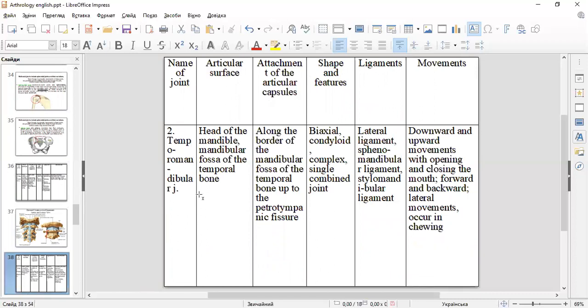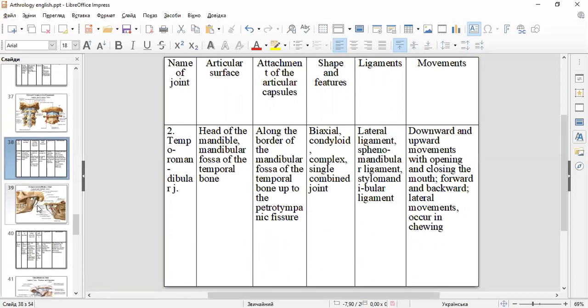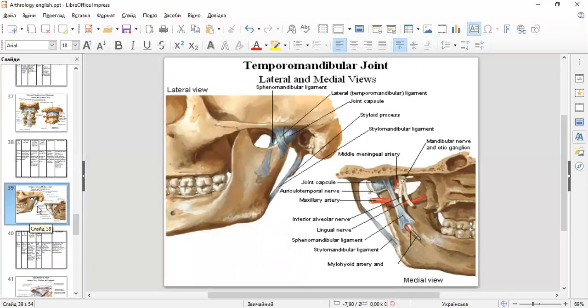A similar scheme for the temporomandibular joint. Information about articular surface, classification, accessory elements, and movements. This information is very important for practical classes, so please remember this. Temporomandibular joint: articular surface, accessory elements, and capsule.